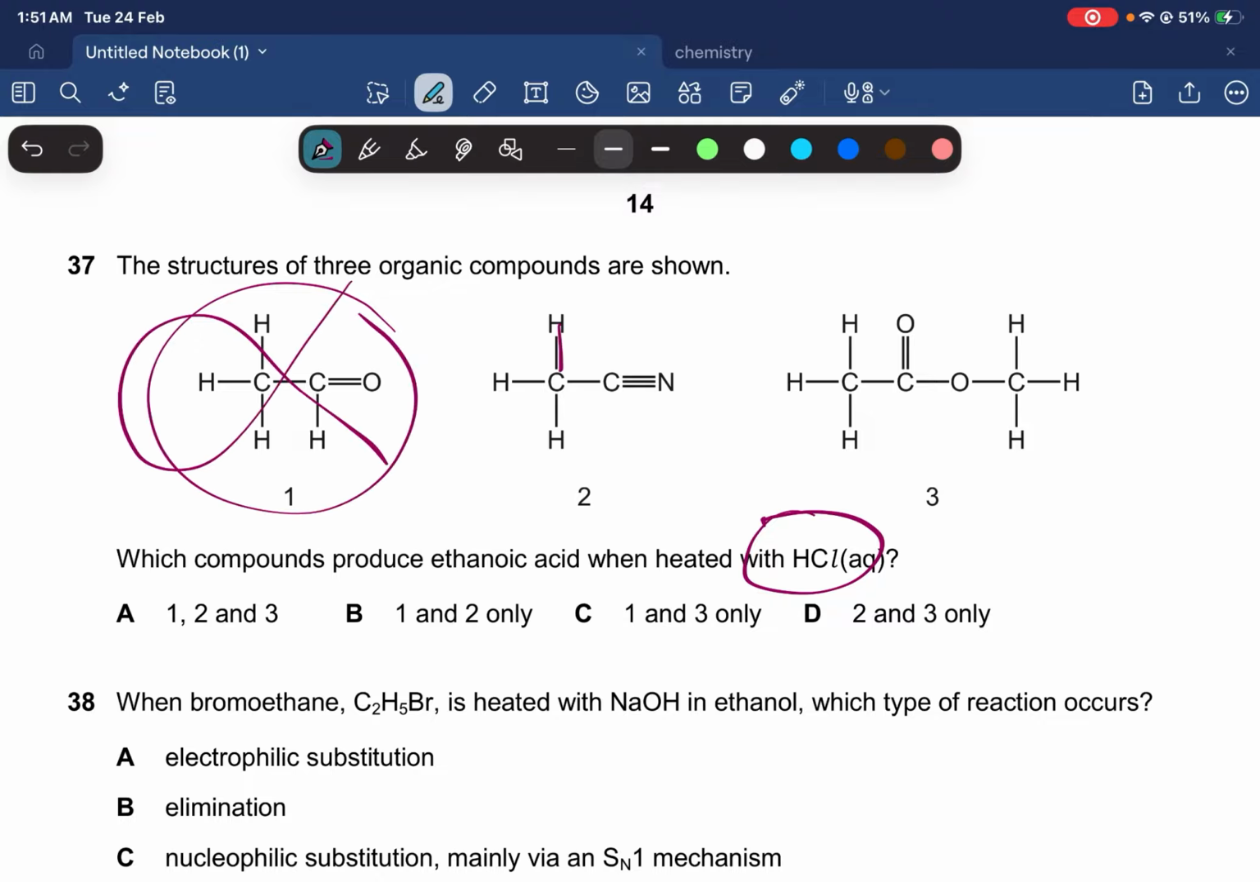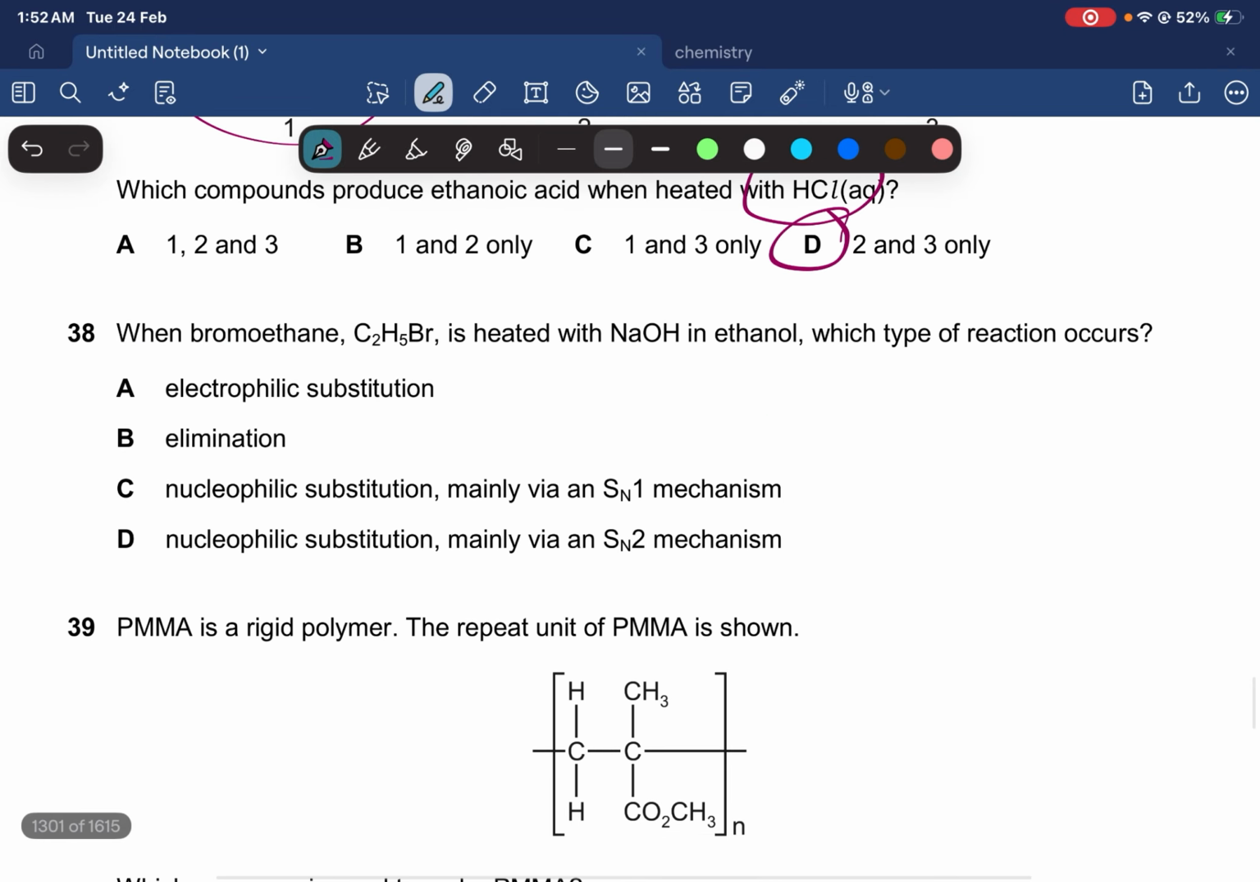Nitrile, yes, undergoes acidic hydrolysis. And this is an ester, so it's going to break from here and this part is going to form the ethanoic acid. So it's 2 and 3. I wish it comes out to be 2 and 3. Yeah, option D. Okay. When bromoethane C2H5Br is heated with NaOH and ethanol, what's going to happen?